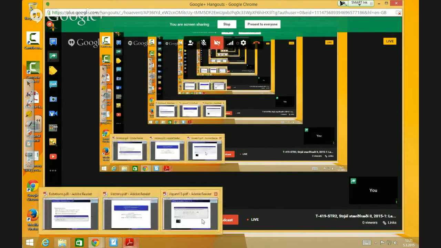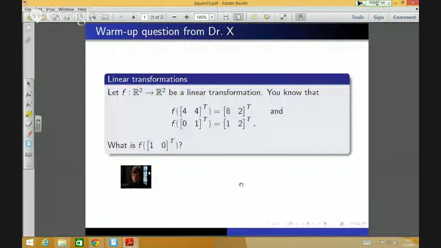Before we do all this, you know what I'm about to do. I'm about to show you a question from our friend Dr. X, and this question has got to do with linear transformations, so that we don't forget what we are about to say. So we've got a linear transformation. It's this function f over there. It goes from R2 to R2.